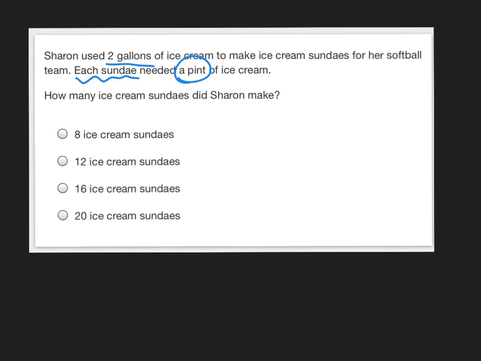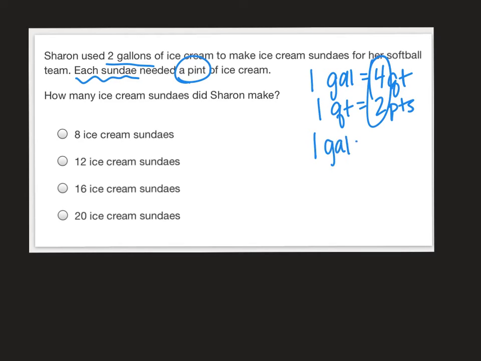So we have to think about what we know about this conversion, or what we know about these measurements. So we know that 1 gallon is equal to 4 quarts. Okay? We also know that 1 quart is equal to 2 pints. All right? So we can say 4 times 2 and know that 1 gallon is equal to 8 pints.